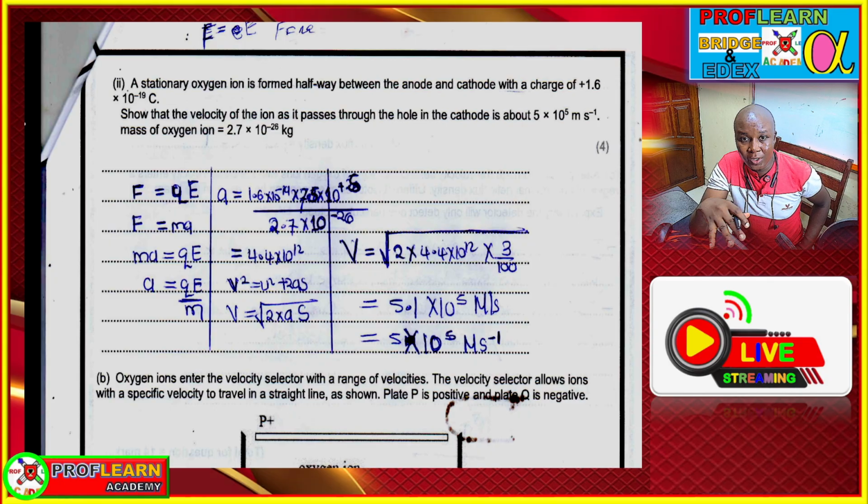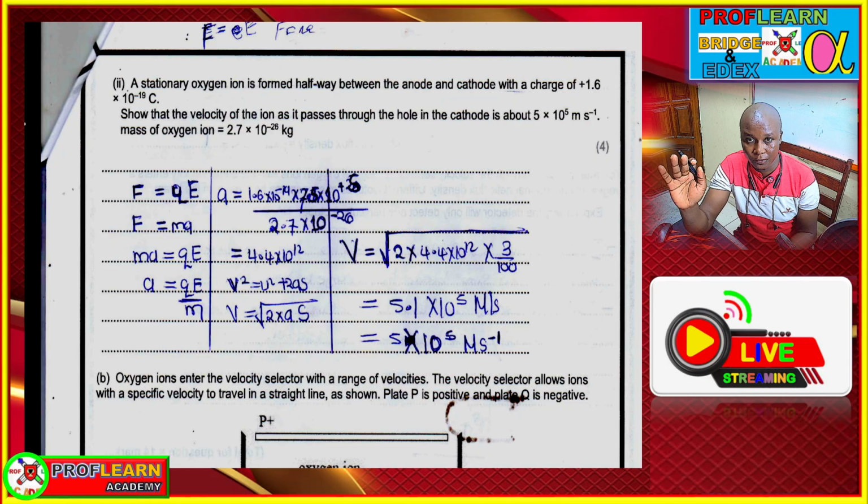But from Newton's second law, we know that the resultant force is equal to mass times acceleration. So if we use these two formulas, we can find the acceleration. And this is going to be charge times electric field over the mass of that charged ion. If you substitute that, you are going to get the acceleration as 4.4 times 10 raised to the power 12.